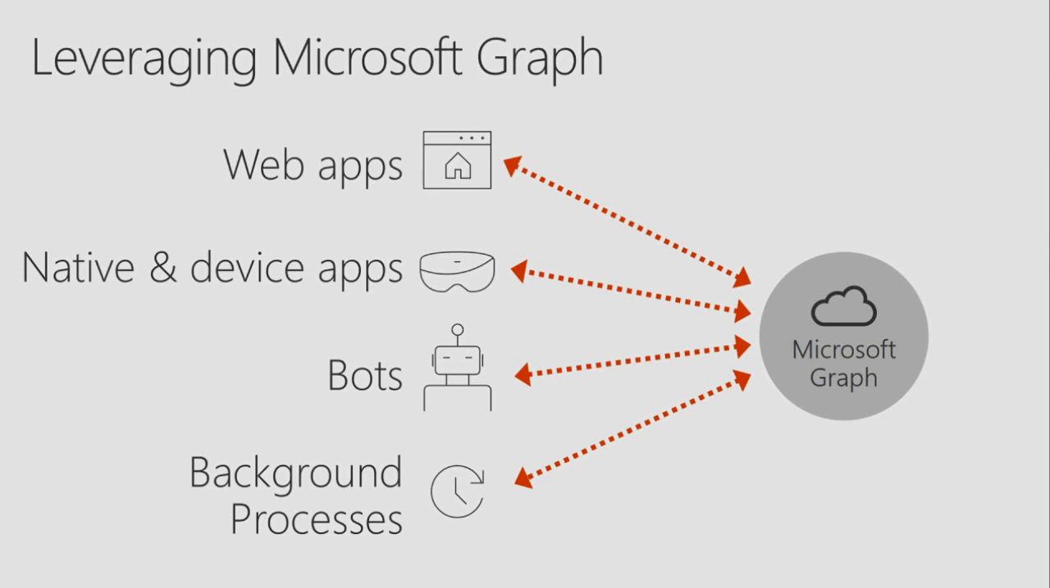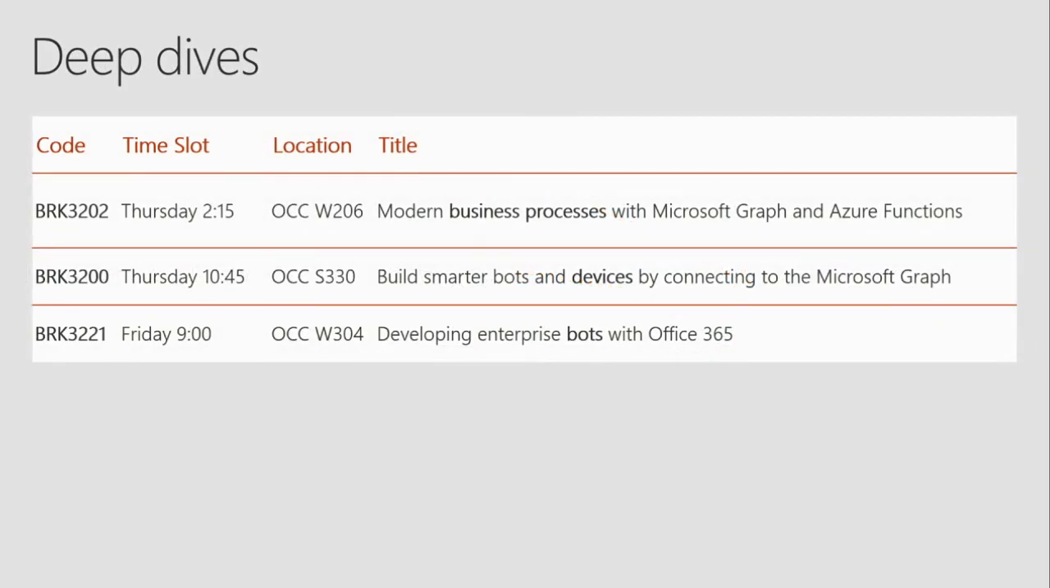Okay, so to wrap up, you can basically call the Microsoft Graph on any device that you're building, whether it is a web application or a native device app, a bot, a background process. And this week we have deep dives on actually the three ones from the bottom. So we have a specific session that is going to dive into business processes using Microsoft Graph and Azure Functions.